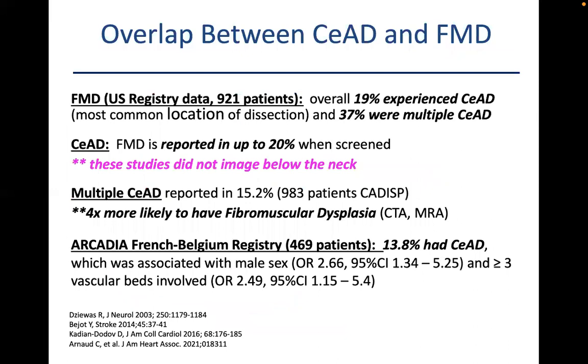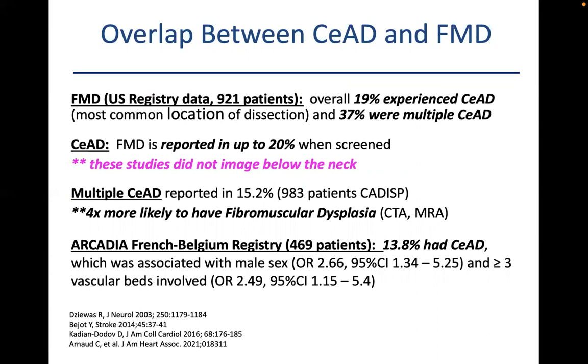So when we look at the overlap between cervical artery dissection and FMD in the literature, from the US Registry, overall, out of 921 patients at the time of diagnosis, 19% had a cervical artery dissection, which was the most common location of dissection experienced by patients with FMD. And about 37% of these were multiple cervical artery dissections, so not just one.